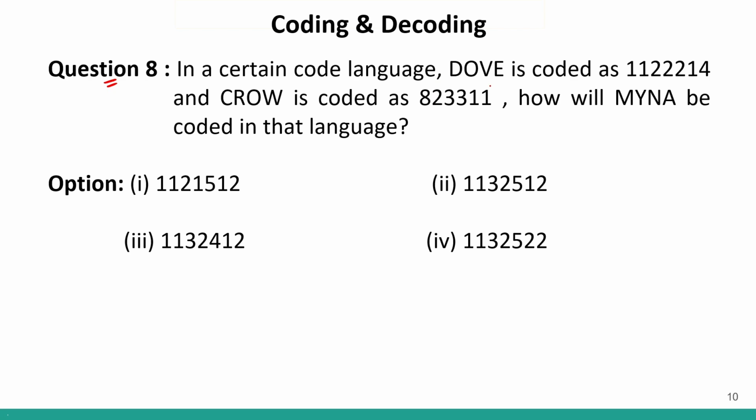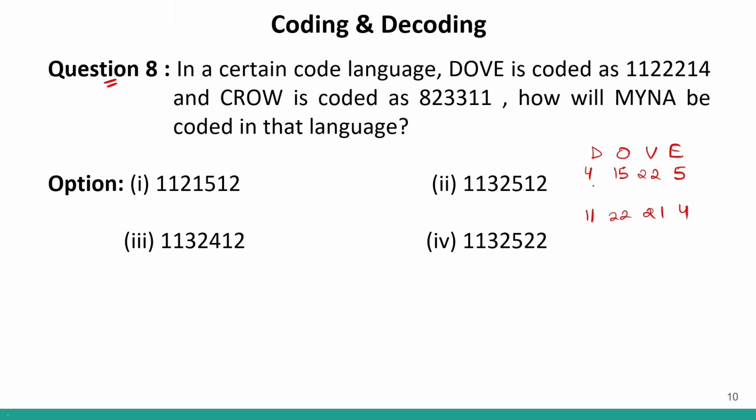Question number 8, certain code language, dove is written like this, crow is written like this. So, concept of forward ranks and backward ranks. For dove, if I look at the forward ranks, they are 4, 15, 22 and 5. Correct? Now, if I look over here, the code is 11, 22, 21 and 4. It is written like this, 11, 22, 21 and 4.